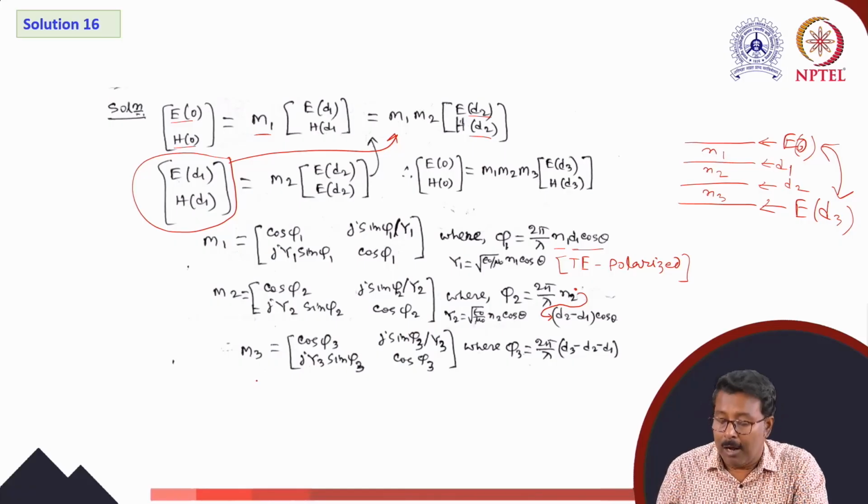And for M3, how can we calculate M3? M3 will be related to the third layer. In that case, phi 3 will be twice pi by lambda n3 into d3 minus d2 cos theta. This should be maintained. And also similarly y3 can be calculated. And the final relationship between E0, H0 and ED3, HD3 can be related by M1, M2, M3. So after extracting the values M1, M2 and M3 individually, we have to make the product of matrices to get a single matrix.